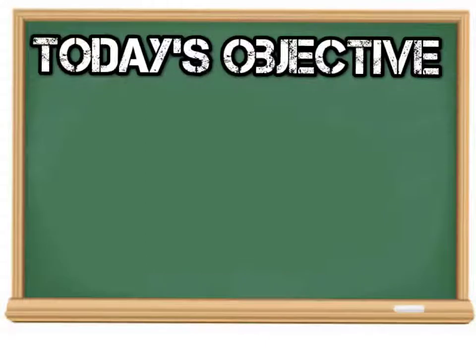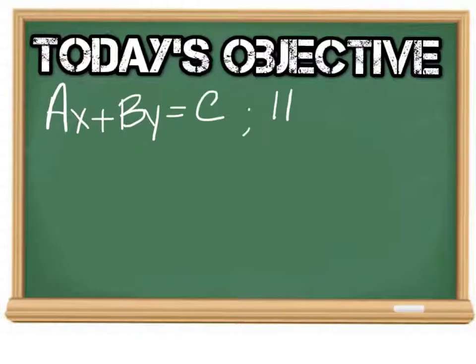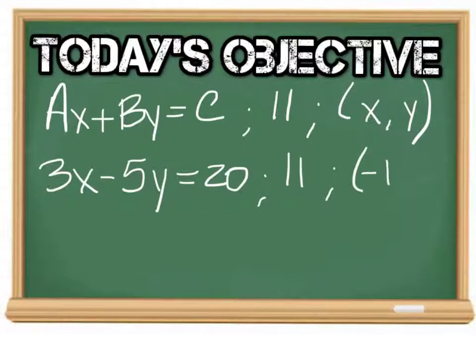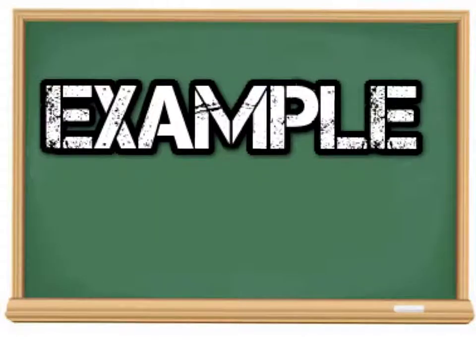Today's objective is to start with a standard form equation of a line and find a line that's parallel to it and passes through a given point. So for example, you could have 3x minus 5y equals 20, and you have to find a line that's parallel and passes through maybe negative 1, 2. Example 1.